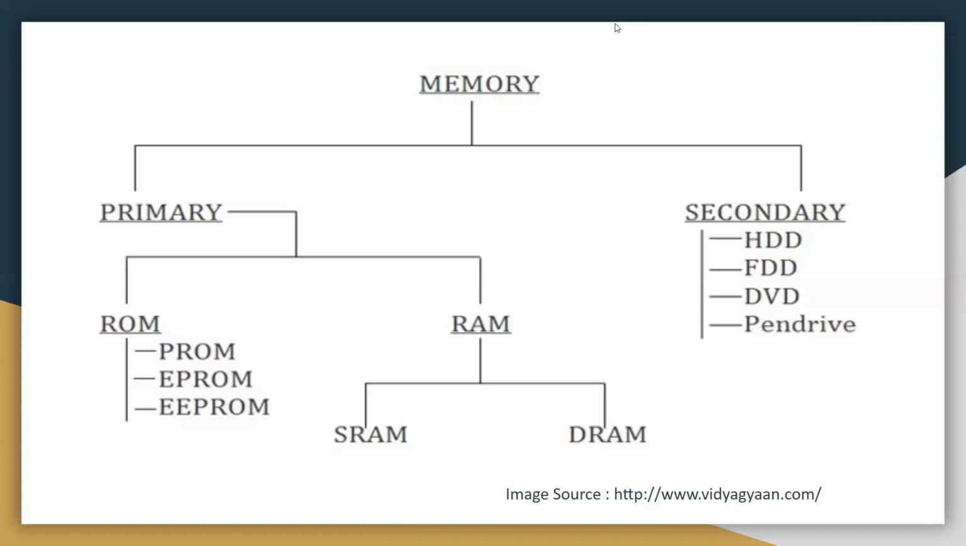Second, EPROM stands for erasable programmable read-only memory. It can be reprogrammed, and to erase the data, we usually use ultraviolet rays. To reprogram it, you have to make sure that you erase all the previous data. Third is EEPROM, which stands for electrically erasable programmable read-only memory. The data can be erased by applying electric fields.